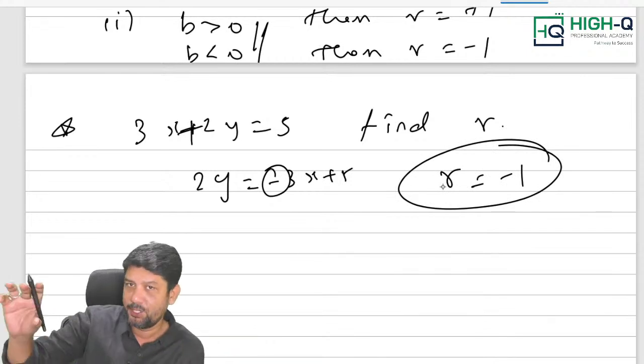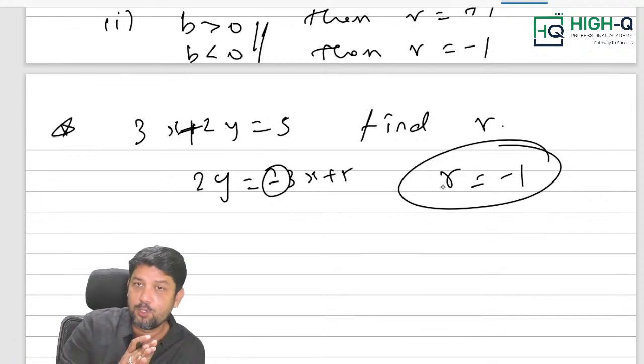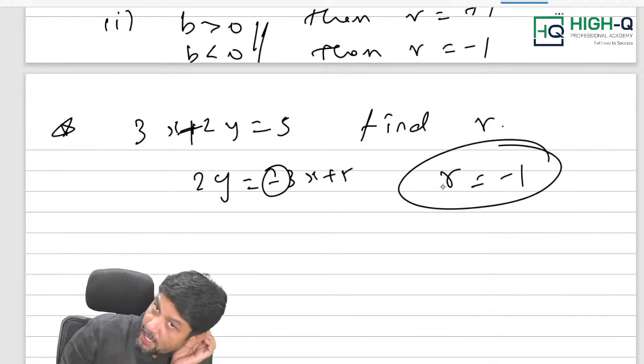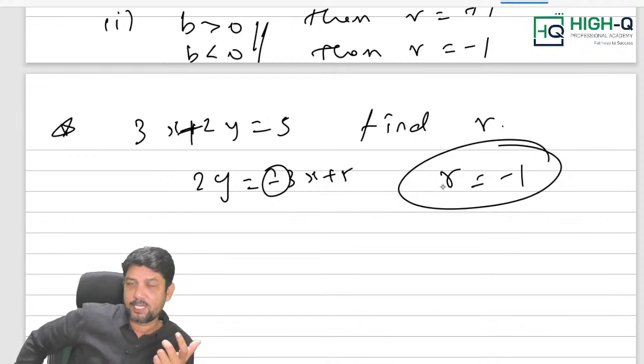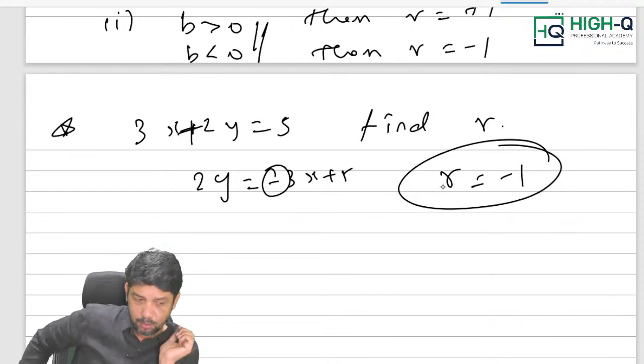See, it's a linear relation. If 3x plus 2y is equal to 5, one linear equation is given and they ask you to find r. Simply take the equation in terms of 2y is equal to minus 3x plus 5, and the coefficient of x is negative. Therefore, r is equal to minus 1, you can directly write.